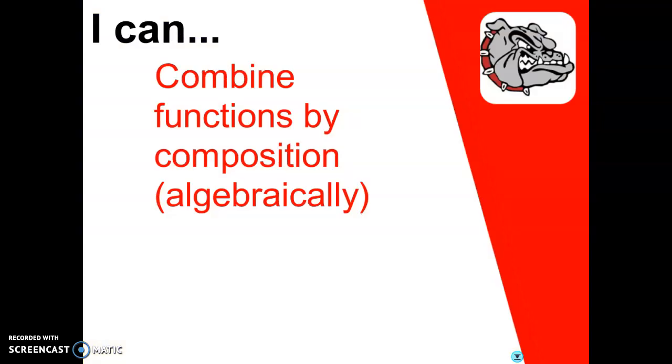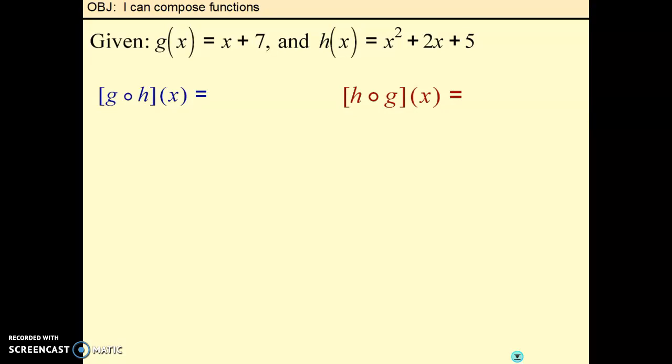Today we're going to continue to combine functions by composition, or compose functions, but we're going to be doing it algebraically. So just like we did with our operations, sometimes we have a number to plug in for x, and sometimes we just talk more abstractly or generally about the function in terms of x. So our answers today are going to look much more algebraic than numeric, but the idea is the same.